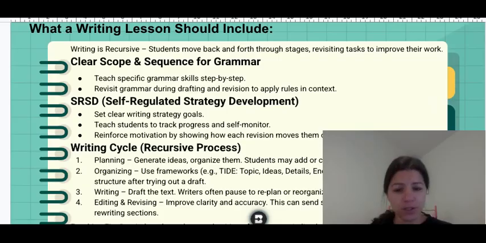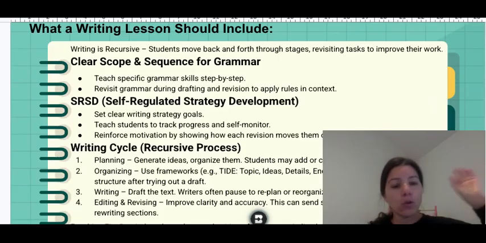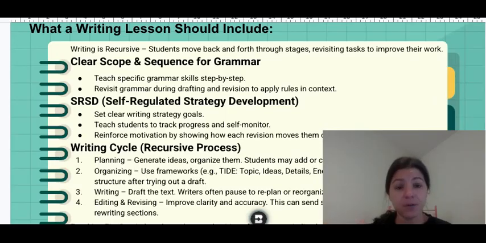And then we also know that students need support during writing. We know they need to be able to regulate their emotions. And that's where the self-regulated strategy development comes into play. That's where we're going to help our students set clear writing goals. At first, this may look like a whole class goal, right? What do you want our students to be able to do during this writing lesson? Set a goal, write the goal on the board, have your students practice saying that goal throughout the lesson to help them regulate their emotions.